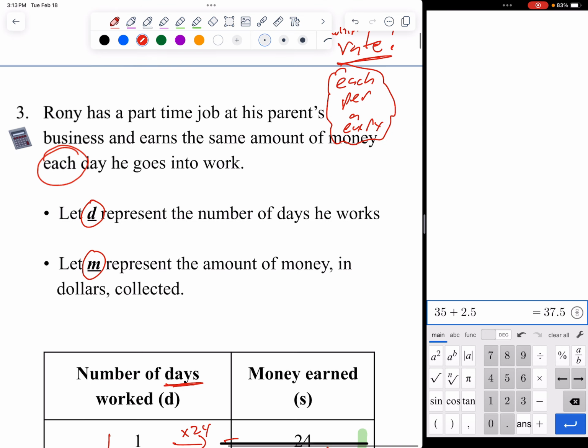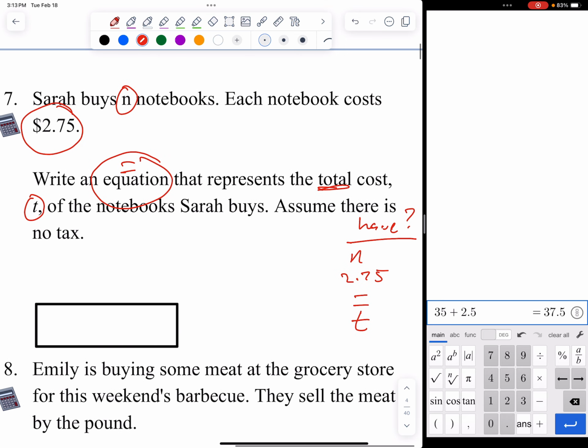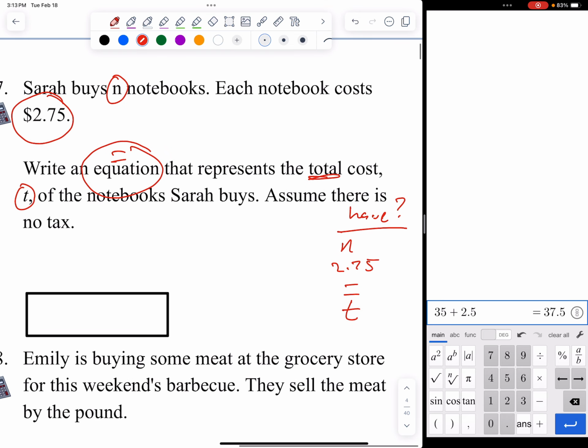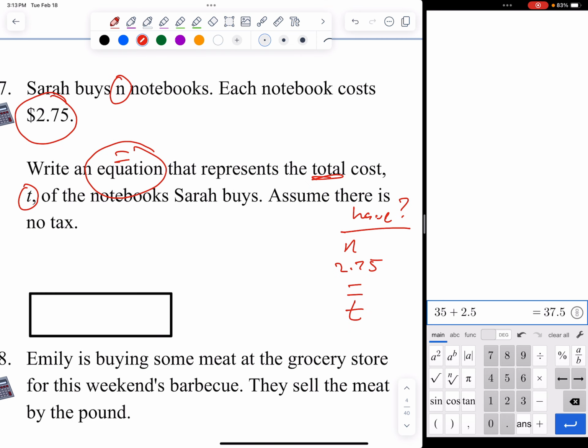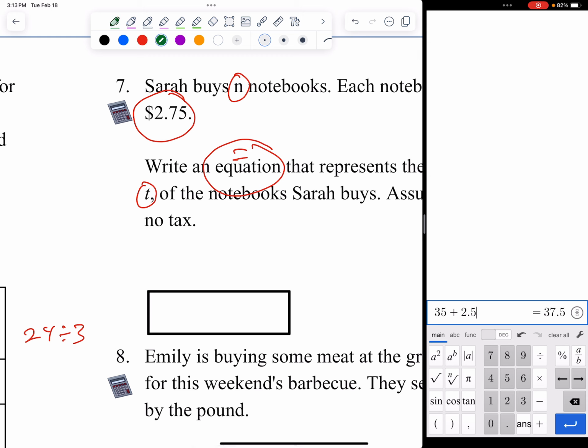So if I look at this, an equation, I have N books, and each book costs $2.75. I'm going to give you a huge hint. Let's see if you can follow this. Okay. And you don't have to copy this.